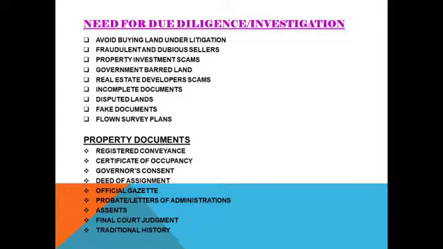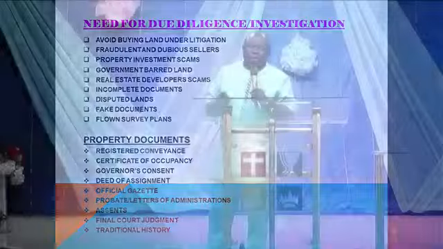You have what we call an assent. Assent is if there's a will and you have an executor and they have procured letters of probate, the executor will now convey the property to the children who are the beneficiaries. The document the executor gives to the children that are the beneficiaries is what we call assent. Then final court judgment, sometimes the traditional history. Those are the title documents.